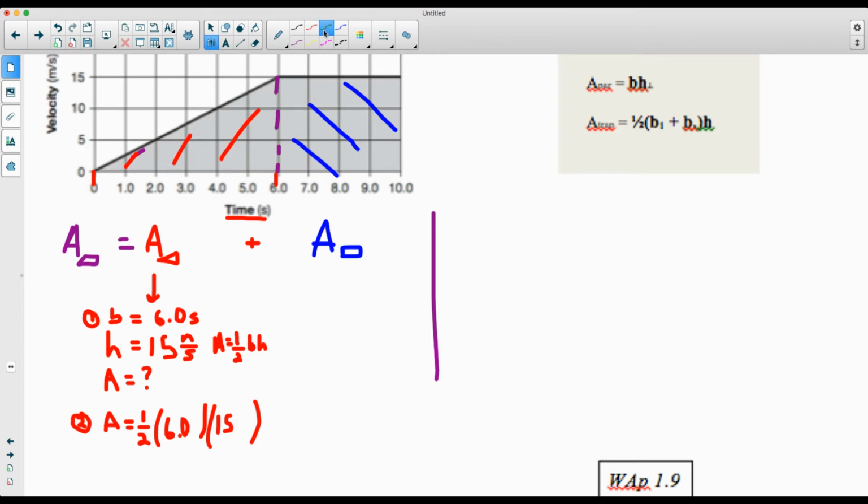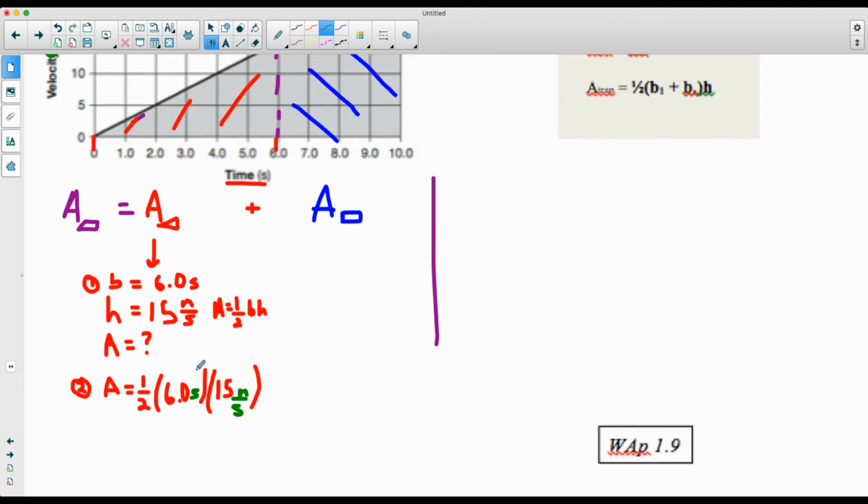And let me color code these with the green. So this is seconds, and this is meters per second, m/s. Don't write this slash nonsense like you see up here. Write m/s. That's the correct way to think about these.